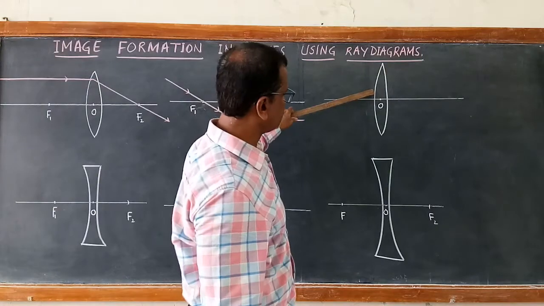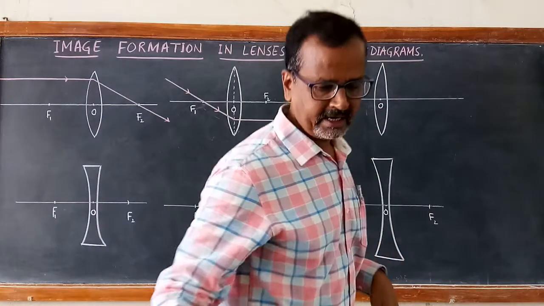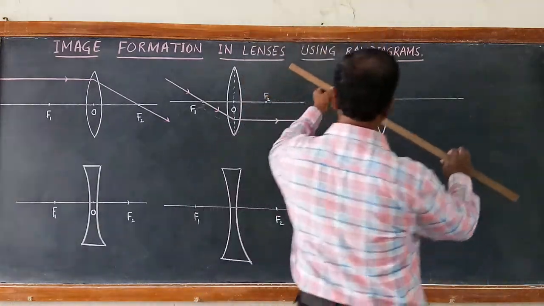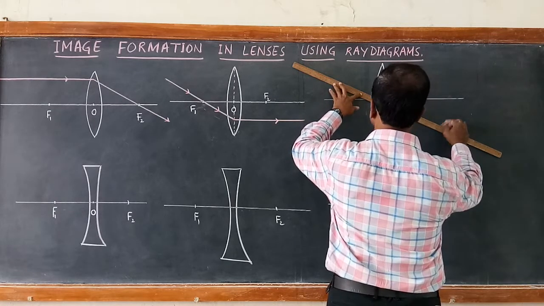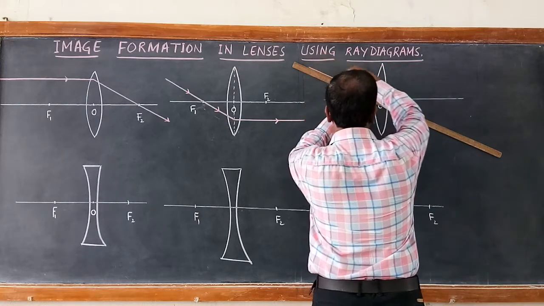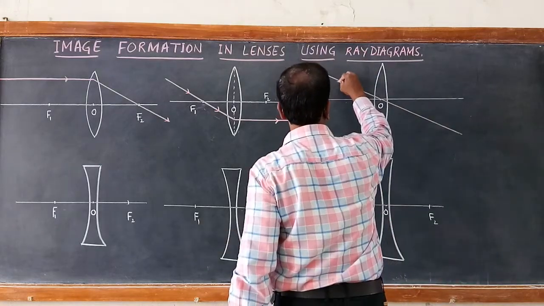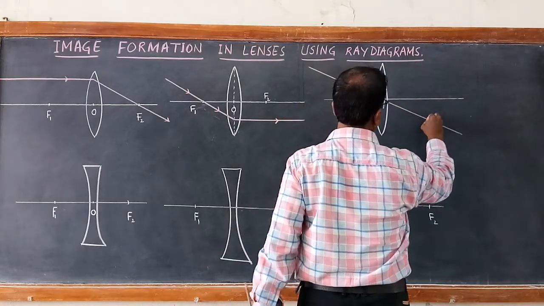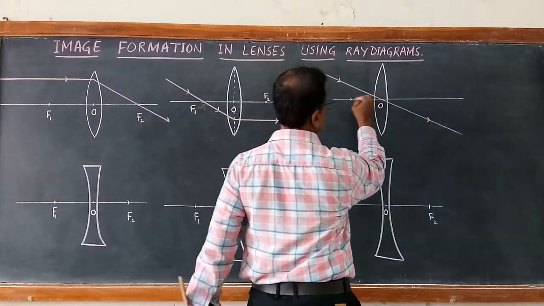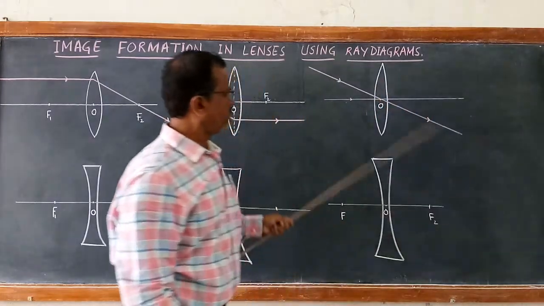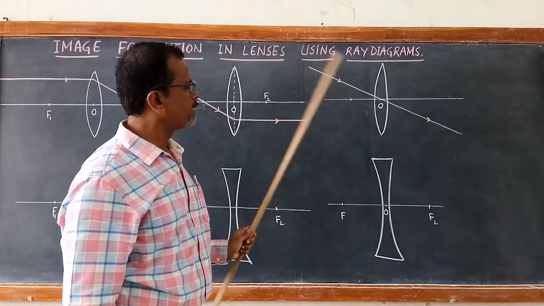Now, any ray of light passing directly through the optic center goes undeviated. This is very important. A ray of light falling directly on the optic center does not undergo any refraction. It goes undeviated. This you should remember. It is like the principal axis itself. The ray of light passing along the principal axis goes undeviated. It passes through the optic center and doesn't undergo any refraction. So this is the third point to be remembered.